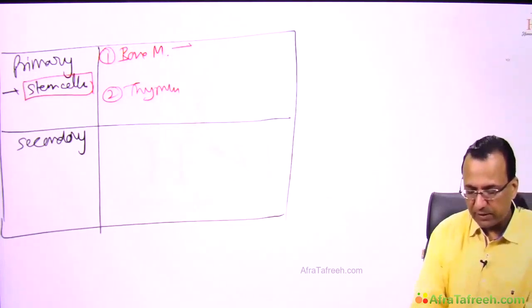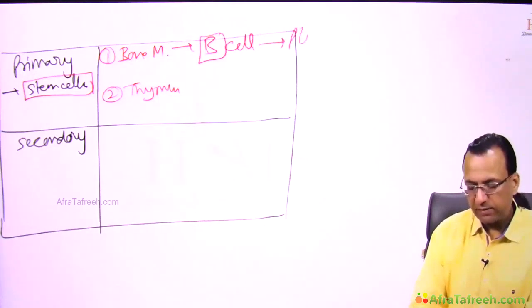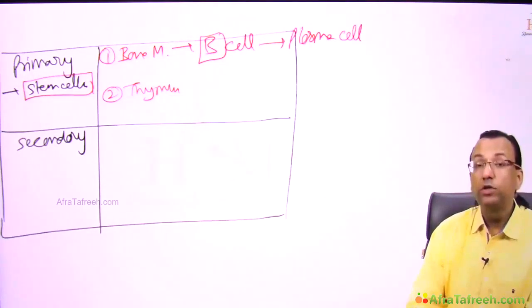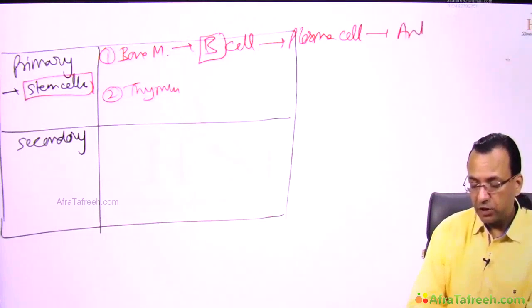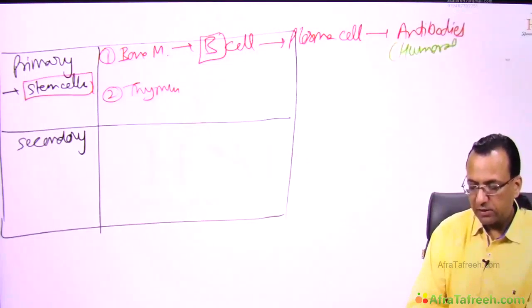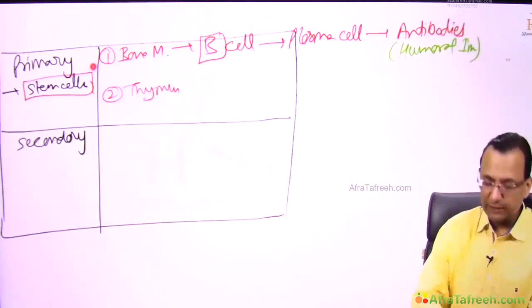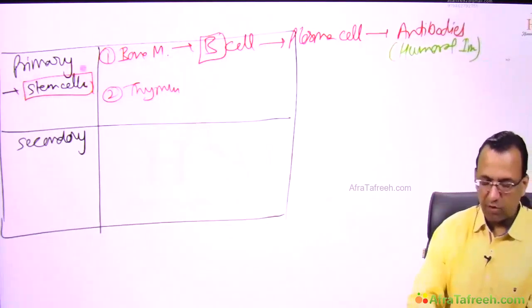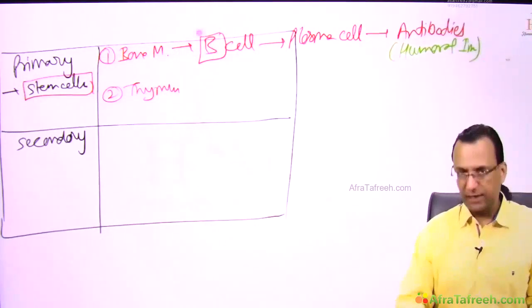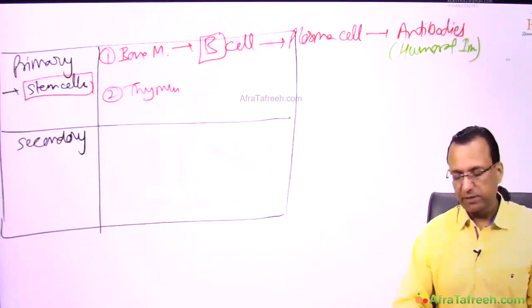They will become B cells. And what is the B cell doing? It will become a plasma cell. And what will the plasma cell do? It will form the antibodies. You mean to say humoral immunity? Yes, the humoral immunity. So, you mean to say that there is a stem cell in the bone marrow becoming a B lymphocyte? Yes, B lymphocyte. And the B lymphocyte will then change into a plasma cell to form antibodies for humoral immunity.